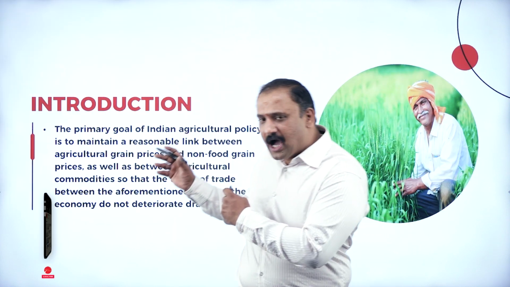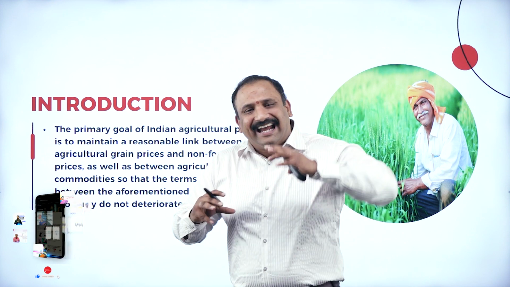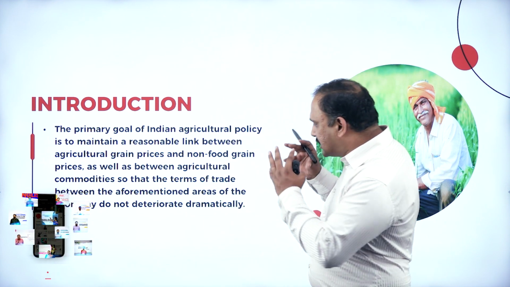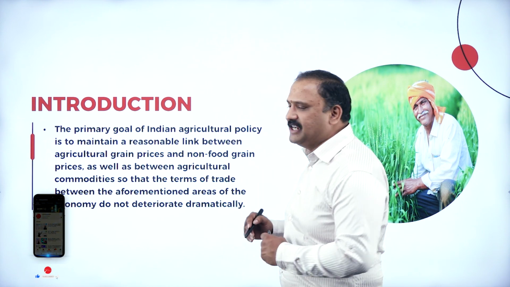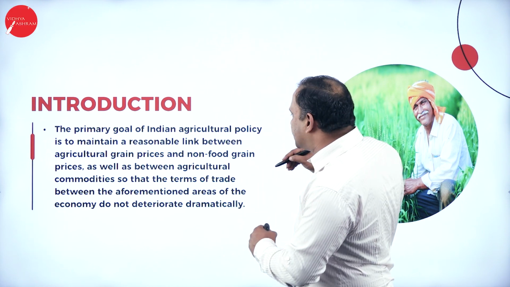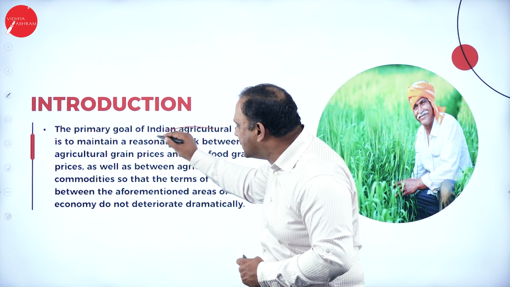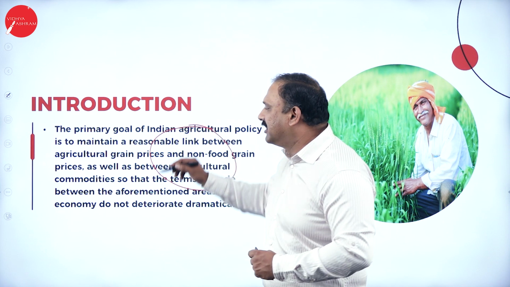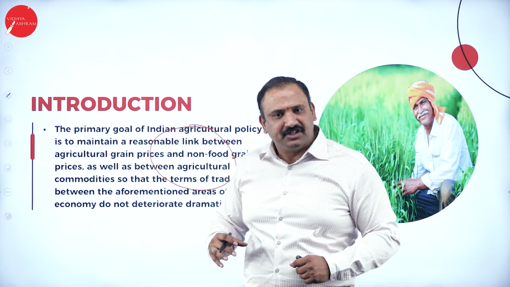In this session, we are going to talk about why the primary goal of Indian agricultural policy is so very complicated. Why? Because once we start understanding this factor, you need to see that the agricultural policy has maintained a very reasonable link between agricultural grain prices and that of the non-food grain prices also.